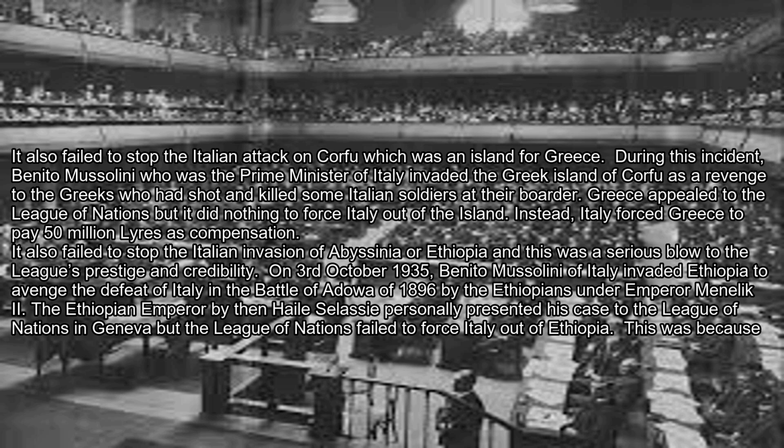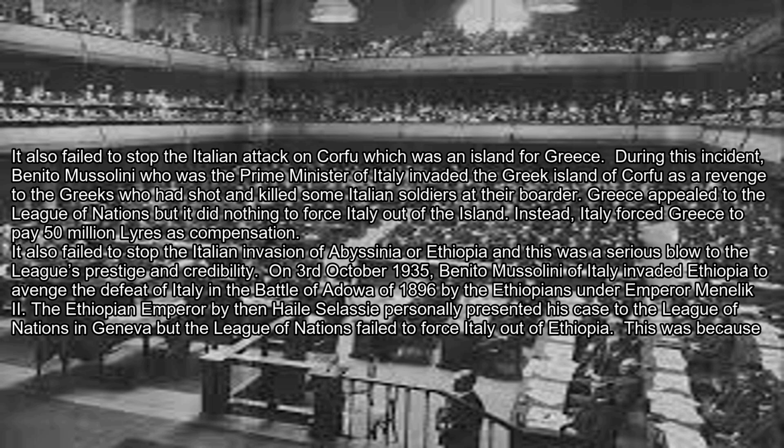It also failed to stop the Italian attack on Corfu, which was an island of Greece. During this incident, Benito Mussolini, who was the Prime Minister of Italy, invaded the Greek island of Corfu as revenge against the Greeks who had shot and killed some Italian soldiers at their border. Greece appealed to the League of Nations, but it did nothing to force Italy out of the island. Instead, Italy forced Greece to pay 50 million liras as compensation.